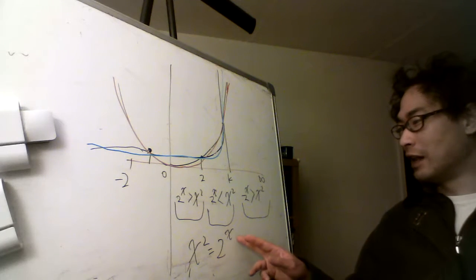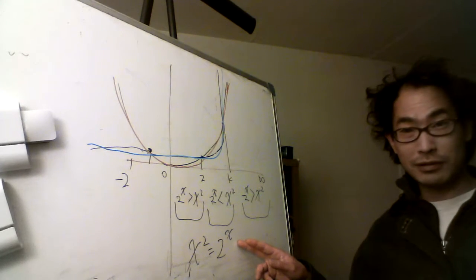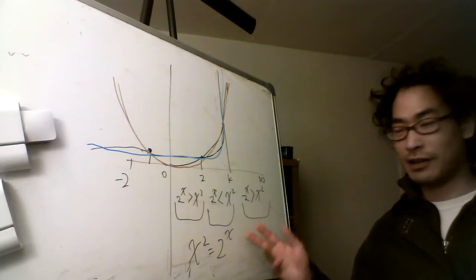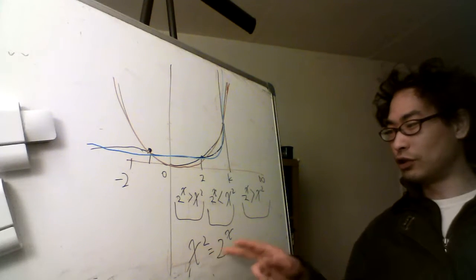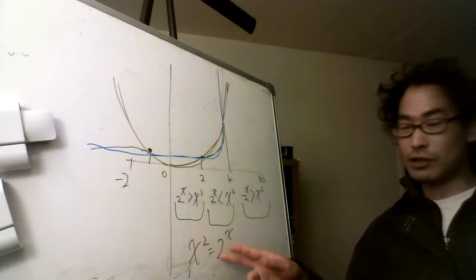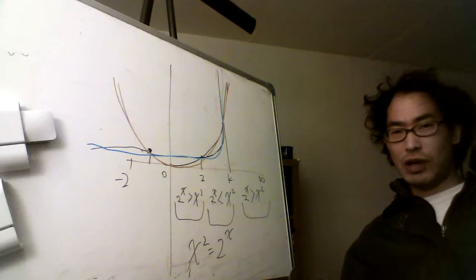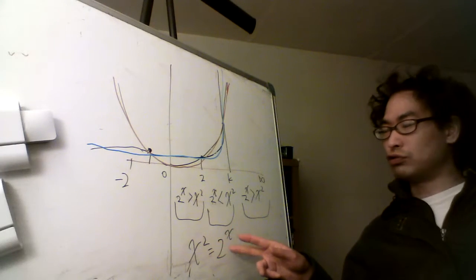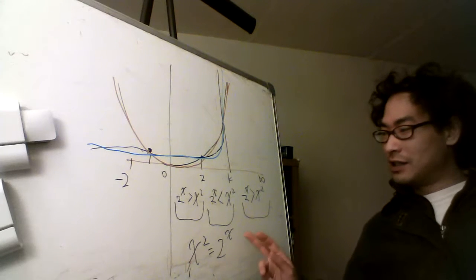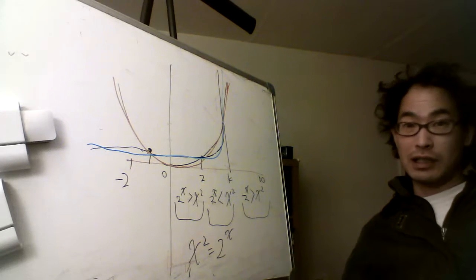Is it algebraically expressible? In Galois theory, the solution to this equation, this simple equation, x squared is equal to 2 to the x. Is this x algebraically expressible?